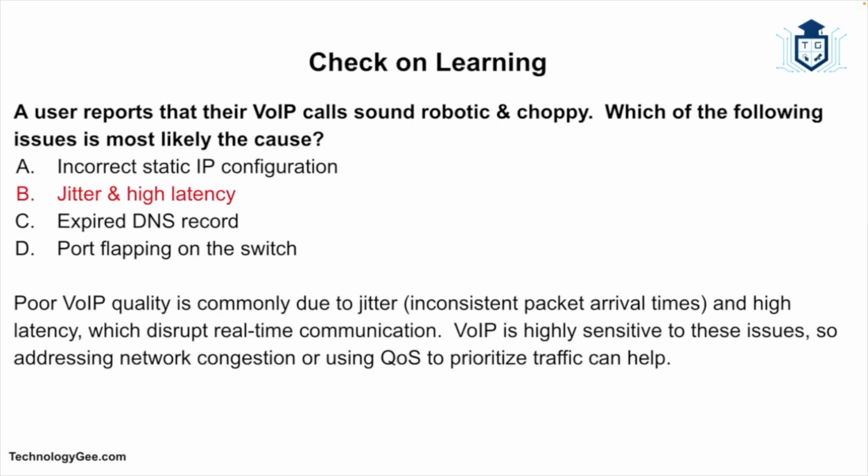And the correct answer is jitter and high latency. So poor VoIP quality is commonly due to jitter, which is inconsistent packet arrival times, and high latency, which disrupt real-time communication. VoIP is highly sensitive to these issues, so addressing network congestion or using quality of service to prioritize traffic can help.